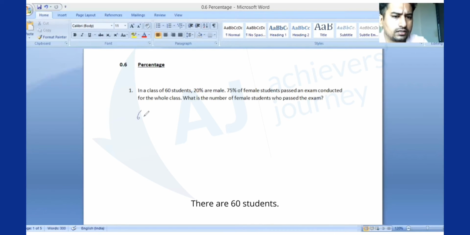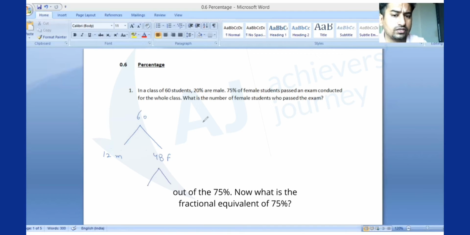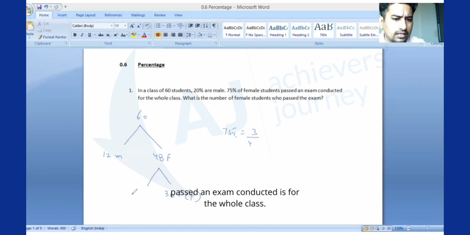There are 60 students. So now 20% are males. That means there are 12 males, and that means there are 48 females. 75% of the female students passed an exam. Now what is the fractional equivalent of 75%? 3 by 4. Right? 25% is 1 by 4, 75% is 3 by 4. So 3 by 4 of this is 36. So 36 females have passed an exam conducted for the whole class. That means 12 females have failed.